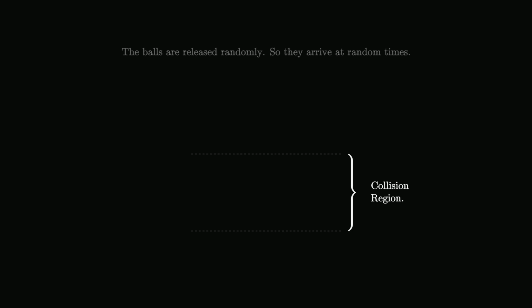The periodic switch of the direction confines the collision to a certain region. Since the ball is released at a random time, the arrival of the ball is also random. This means that when the ball touches the top of the collision region, the plate can be found at any height with equal probability of either direction.